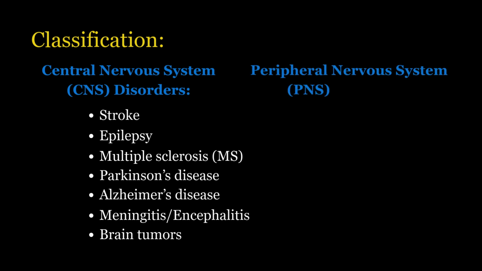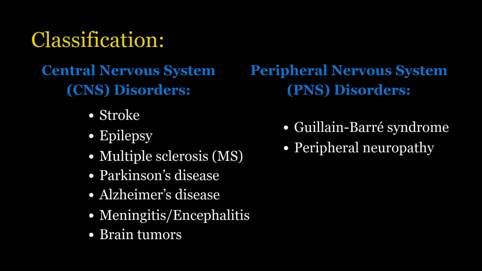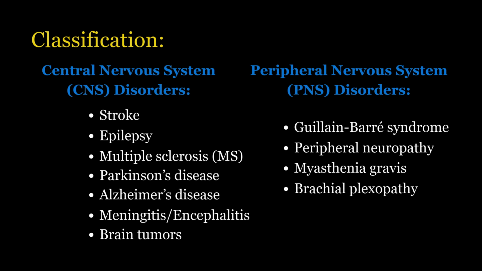On the other hand, peripheral nervous system disorders affect the nerves outside the brain and spinal cord. Common examples include Guillain-Barré syndrome, peripheral neuropathy, myasthenia gravis, and brachial plexopathy. These typically cause weakness, numbness, or muscle fatigue in the limbs or face.